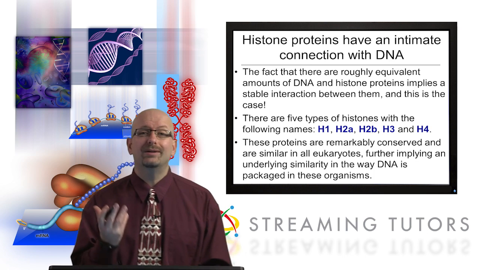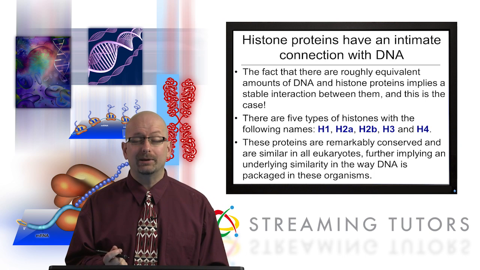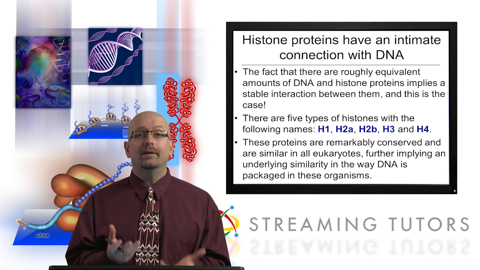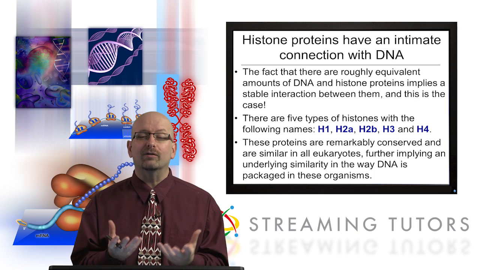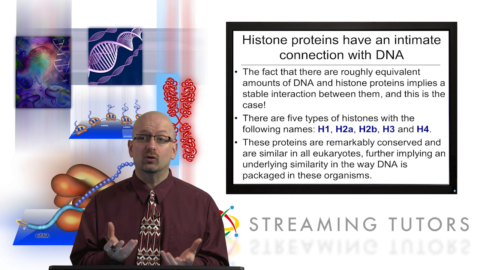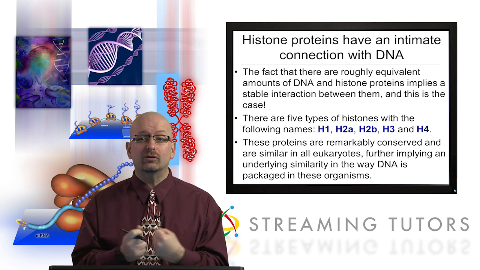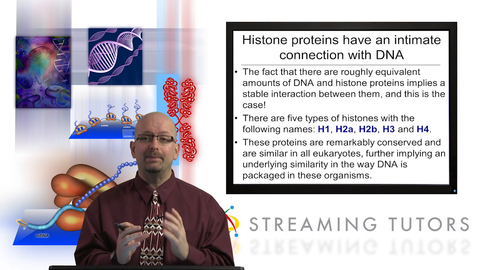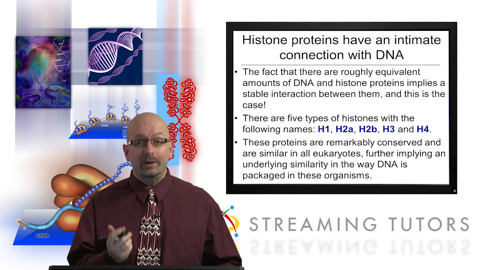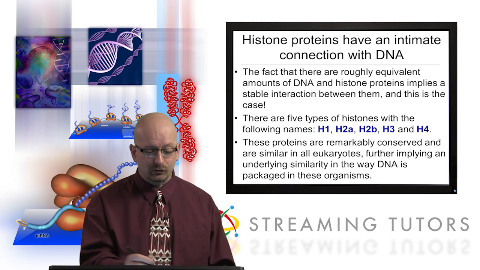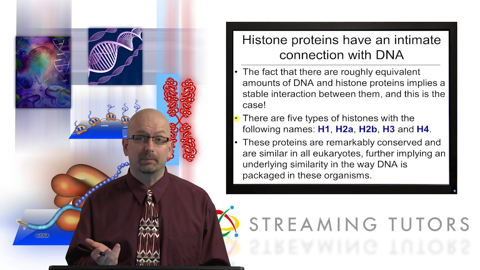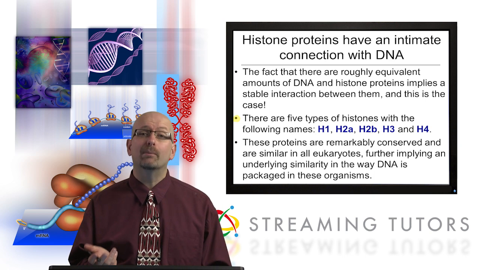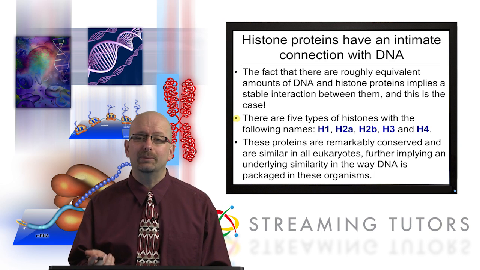So histone proteins in eukaryotes have a very intimate connection with DNA. As we just saw, there's roughly, by weight, I guess, there are roughly equivalent amounts of DNA and histone proteins. That certainly implies some kind of stable piece-by-piece interaction between them. And we understand that interaction, so this definitely is the case. So I'm not sure, obviously, if your class or your professor is going to need you to memorize all of these, but it's a good possibility.